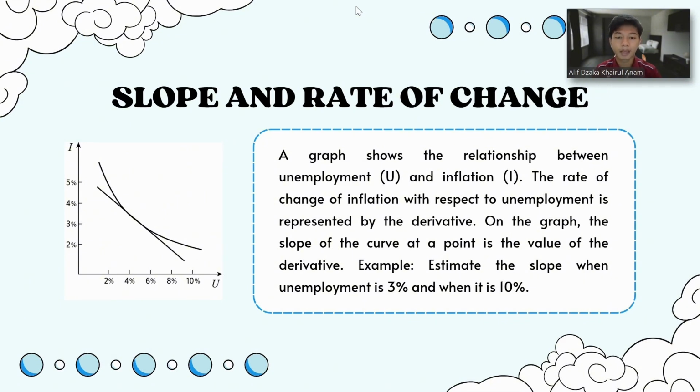Example, estimate the slope when unemployment is 3% and when it is 10%. And this is the curve of the slope and rate of change. This is the I, the inflation, and this is the U, the unemployment. And this is the percent, 2%, 3%, 4%, 5%.